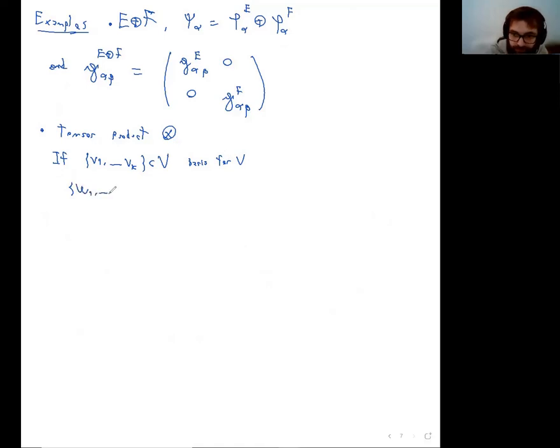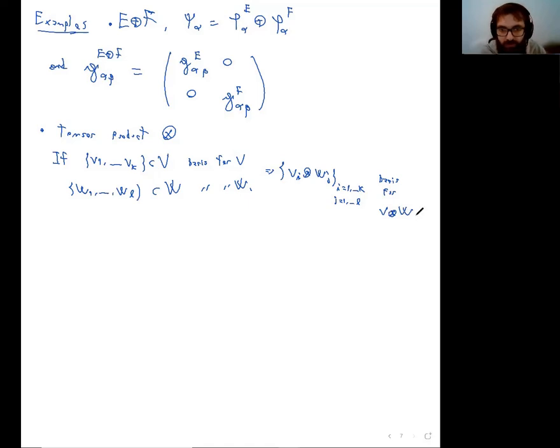So we take two bases. And now we're given a natural basis, so this you know. And this natural basis is v_i tensor w_j, where i goes from 1 to k, and j goes from 1 to l. It's a basis for V tensor W. Okay, this is known. Now the question is, we take another basis in V, and another basis for W, then how does everything change?